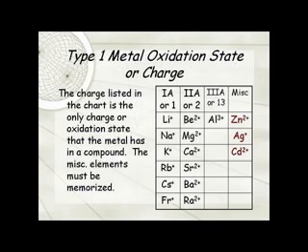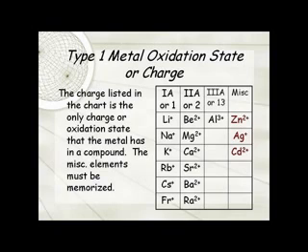Now here are the type 1 metals with their charges. If you'll notice, the 1A or group 1 metals, lithium, sodium, potassium, rubidium, cesium, and francium, they all form 1 plus charge ions. Now if you look at these elements, you'll notice that they have one more electron than the noble gases, which is the group 8A or 18 column of elements that's all the way to the right on the periodic table.